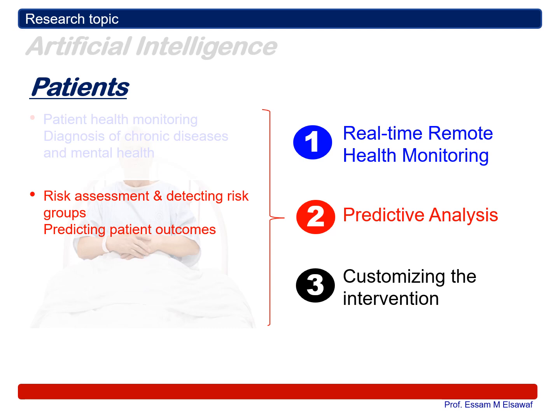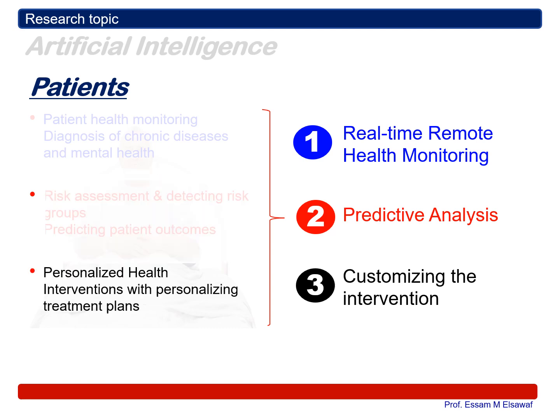Third, customizing the interventions, which means here personalized health intervention, the proper treatment for the proper person, with personalizing treatment plans, which is convenient for each person. So convenient treatment for a special person, for a definitive person.